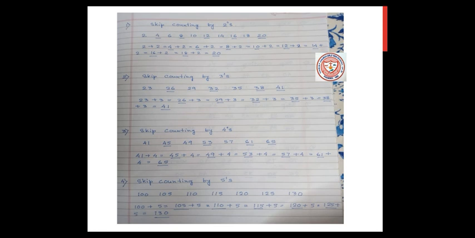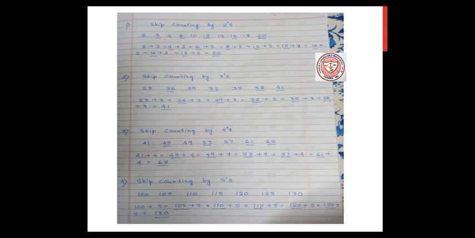Now skip counting by fives. You add 5 to get the next number. You add the same number over and over. Skip counting by 5 is counting every fifth number.